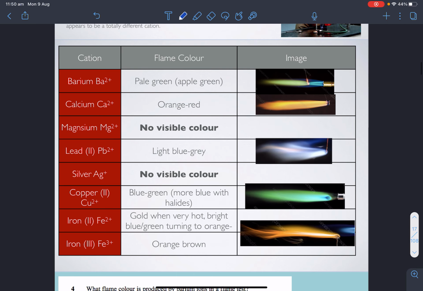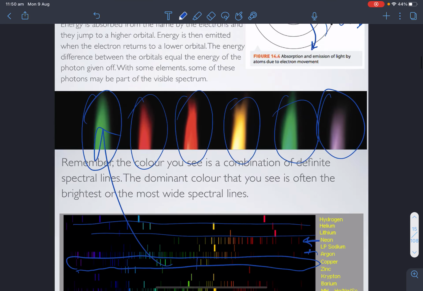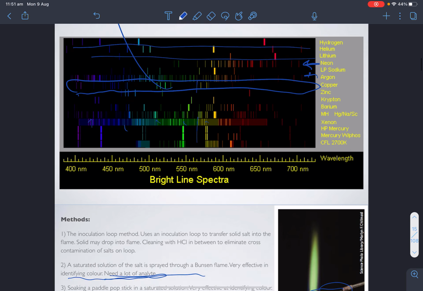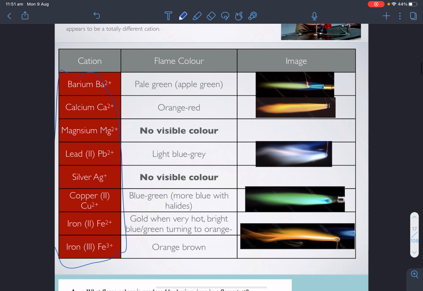Okay, here I've made a table of the cations that are on that syllabus point, these cations that they've told us we must know. So I've put them all in a table and I'm showing you the flames. I'm describing their flame color and there's an image there too. So barium is a pale apple green color. Calcium is an orange red color. Magnesium, no visible color. You cannot test for magnesium using a flame test. That's why I put it in bold there.